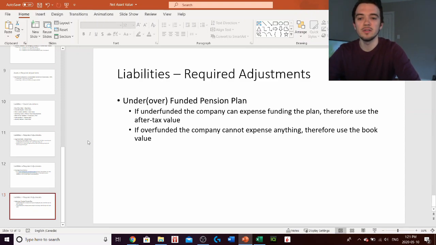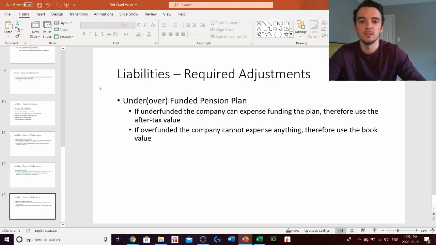So if the pension plan is underfunded, then the company can expense funding the plan on their income statement, which means that they can take a tax loss on it. So therefore, you want to use the after-tax value if the pension plan is underfunded. However, if the pension plan is overfunded, the company won't be able to expense anything. So for that reason, you're going to use the book value if the pension plan is overfunded.